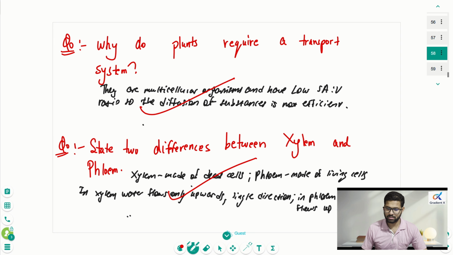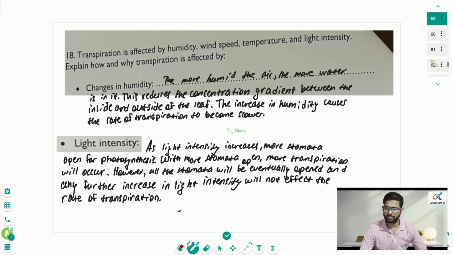The questions, starting from the transportation. If I'm not mistaken, how the transportation in plants is affected. Got it. That is correct. Changes in humidity, the more humid, the more it reduces the concentration gradient. That's right. And according to your book also it is correct. You have very well explained: more humidity, less diffusion gradient and slower transpiration.